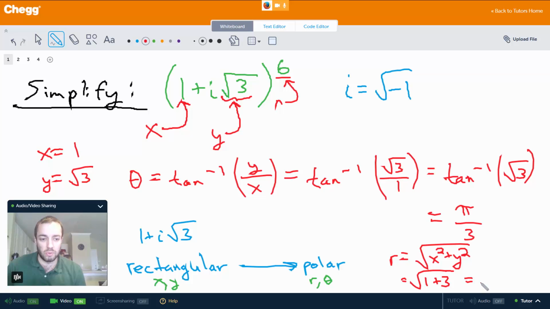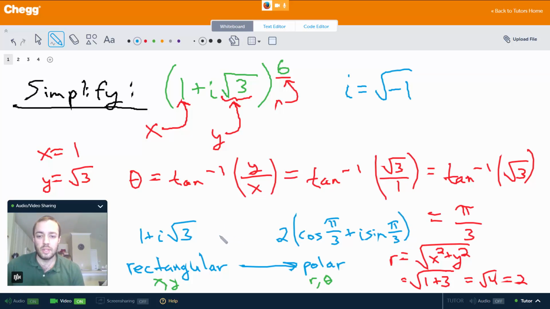1 plus 3 is 4, so we have the square root of 4, which is just 2. Okay, so that's great. So r is 2, and theta is pi over 3. So in polar form, this number is 2 times cosine of pi over 3 plus i sine pi over 3.